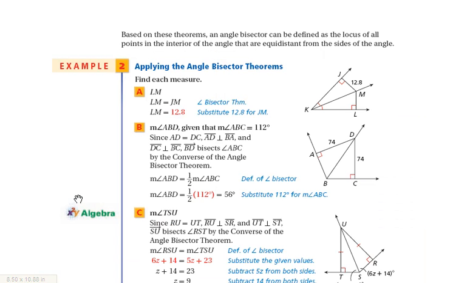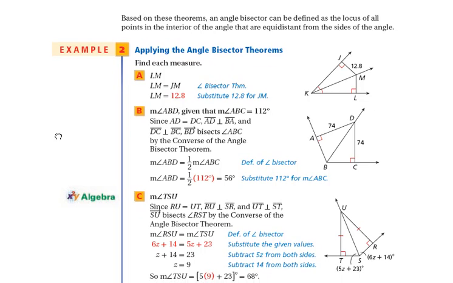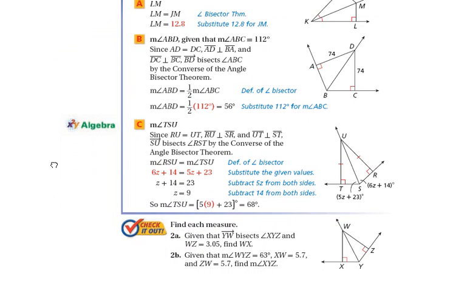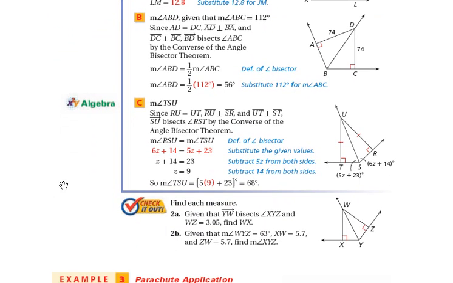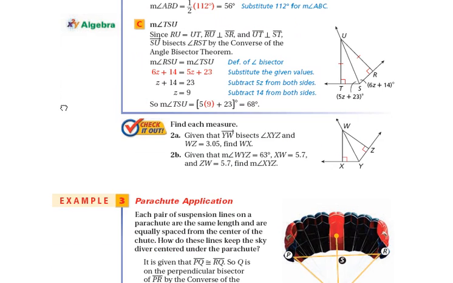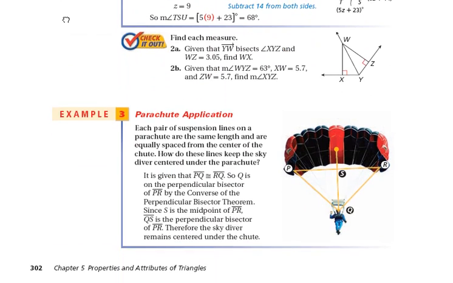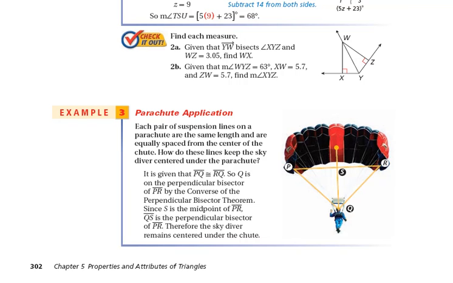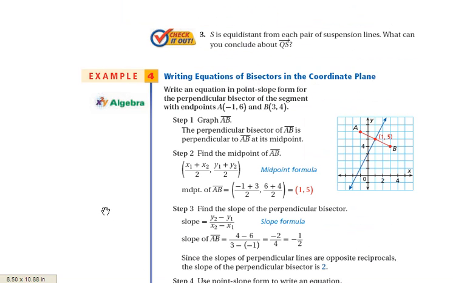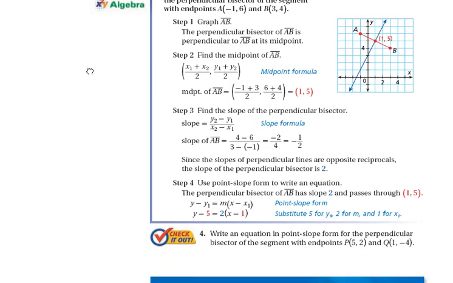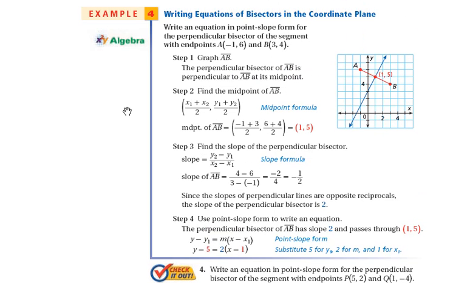Again, we have some very good examples here, so make sure that you read through some of those. Some of these involve some algebra again. Parachute application. And finally, let's go to the last page here. This is a pretty good example here about writing equations of bisectors in the coordinate plane. Make sure you read through this.